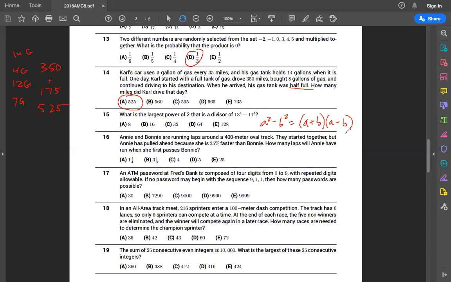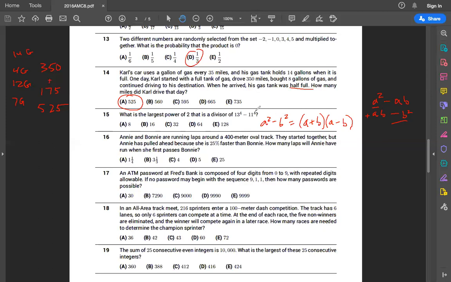And why does this work? Well, using the distributive property, we would multiply the a by the a minus b, and then the b by the a minus b. So multiplying a by a minus b, we would get a squared minus ab. And then multiplying b by a minus b, we would get ab minus b squared. And then we have to add this up. So the positive ab here cancels with this negative ab, and we're just left with a squared minus b squared.